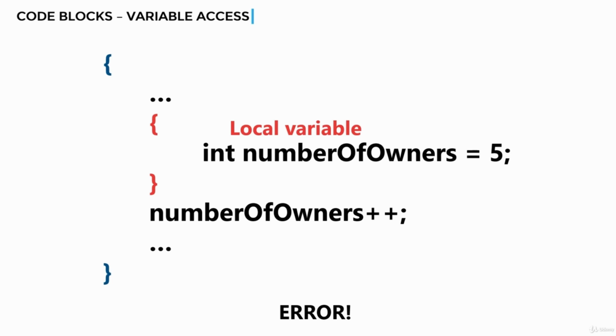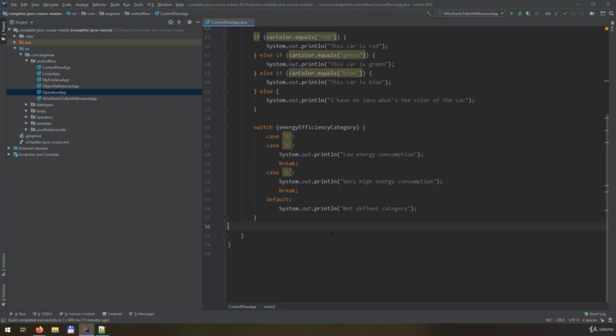It was a shorter one. Now let's move on to the coding part. So now we are going to do some practice on code blocks. We are not going to create a new class for this. We're going to use the code we created in the control flow coding lecture. Alright, we're going to use the example from the previous video.